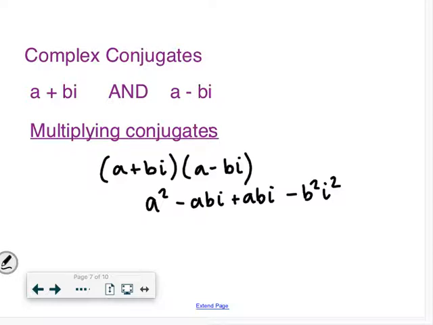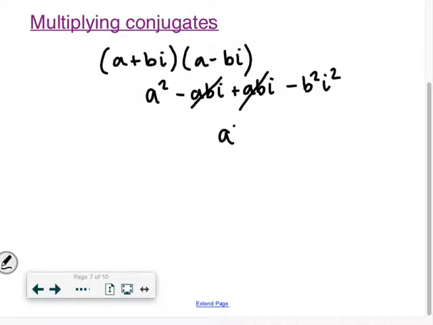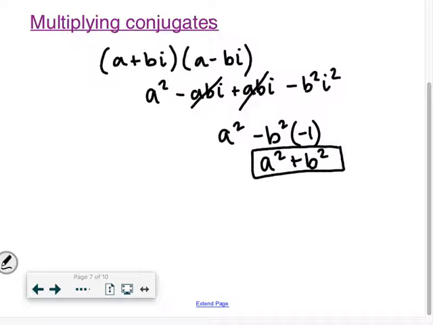Now, what's the great thing about multiplying conjugates? Middle terms cancel out, which is why that was so great when we did that writing of the polynomial. We didn't have to worry about all those square roots. Now, in the complex conjugates, I'm going to do a little simplifying here. A squared minus b squared times i squared, but i squared is really negative 1, so that's a squared plus b squared. So when you multiply two complex conjugates together, it's always a squared plus b squared, no matter what your a and your b are.